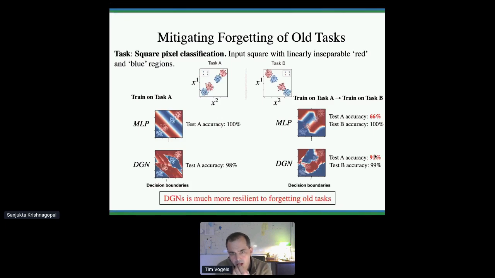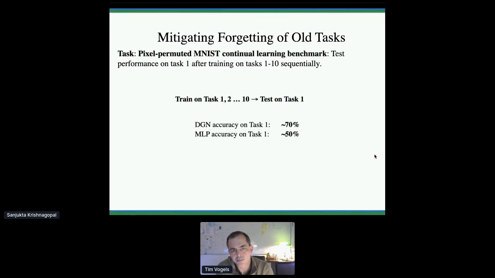Now, this was kind of a toy example, but we're going into detail. We also benchmarked on the MNIST continual learning task. And we tested it on 10 different tasks with changing random permutations of the pixels, and tested on task 1, the first task, all the way in the beginning, and it does significantly better as well.